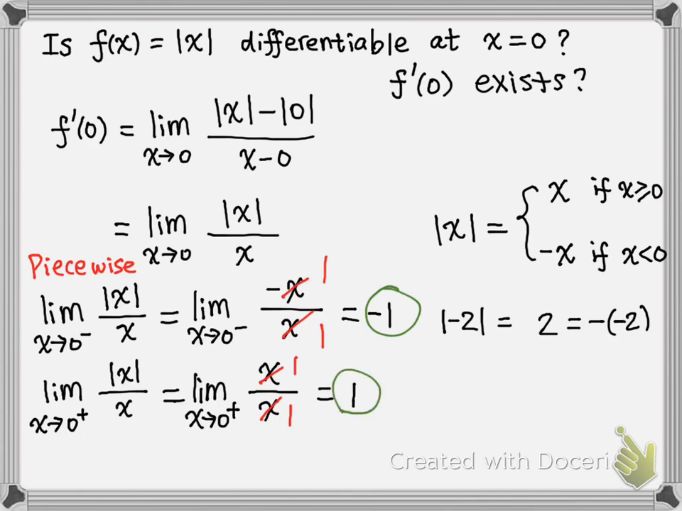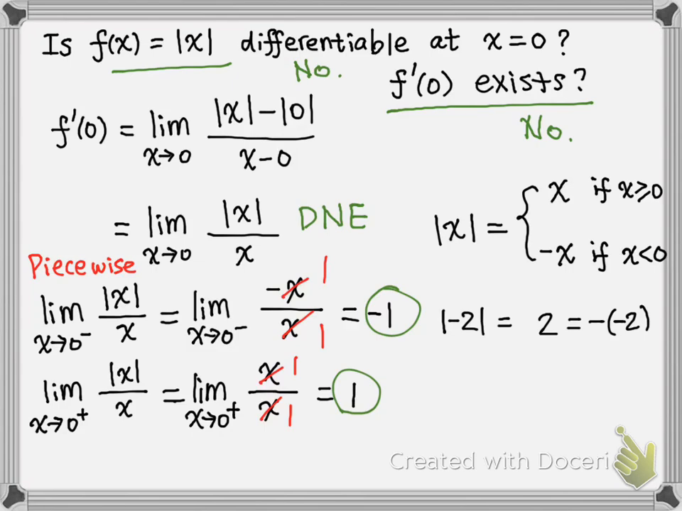The left limit does not equal the right limit, so the two-sided limit does not exist, because the left limit doesn't equal the right limit. It's an if and only if condition. Once they are equal, then you will have a two-sided limit. So because the limit doesn't exist, the answer to whether f prime of 0 exists is no, then this continuous function f of x equals absolute value of x is not differentiable at x equals 0.